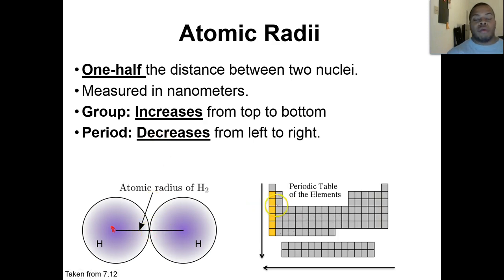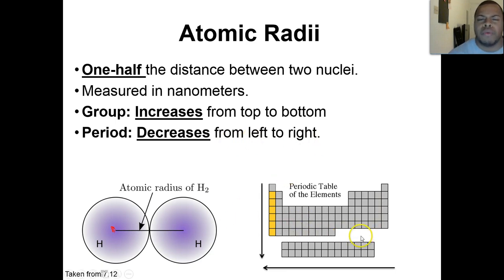Now, I remember this one because it's backwards from our last one, from ionization energy. You notice that as you go down the group, you're actually going to increase. And across the period from left to right, it's going to get smaller and smaller.